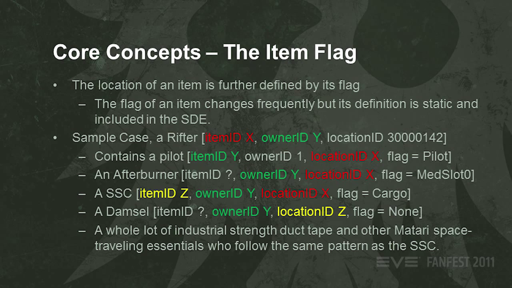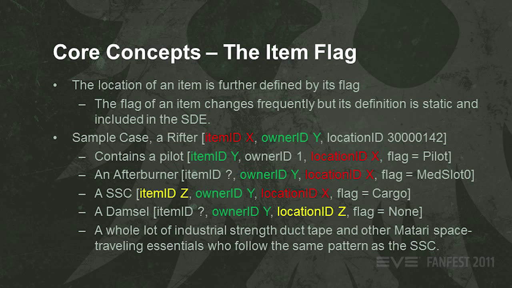So here is kind of how this all comes together with using the flag as well, because locations aren't enough in and by themselves to tell you where within the location the item is. Let's just think about this sample case over there, the Rifter. You'll see it's color-coded. I'm sorry for using red and green. I shouldn't do it, I know. So you have this Rifter there that's located within Jita, right here, as I told you earlier.